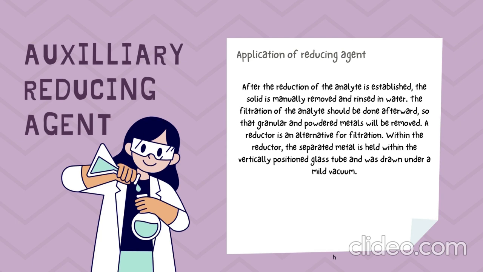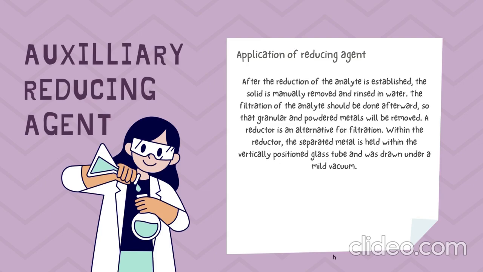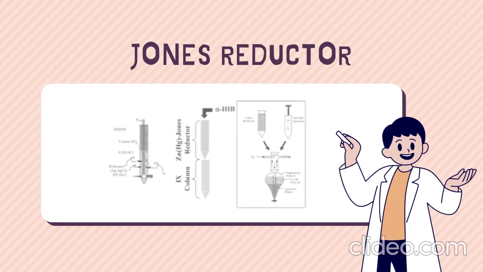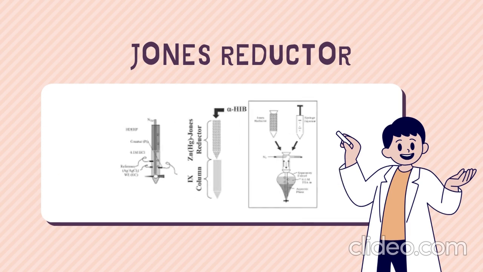Within the reductor, the separated metal is held within a vertically positioned glass tube and is used under a mild vacuum. For the Jones reductor, it commonly exists in a diameter of 2 cm which can hold a 40 to 50 cm column of amalgamated zinc. Amalgamation is a process in which zinc granules react with a solution of mercury, established by the formula given below. So this is the setup for the Jones reductor.